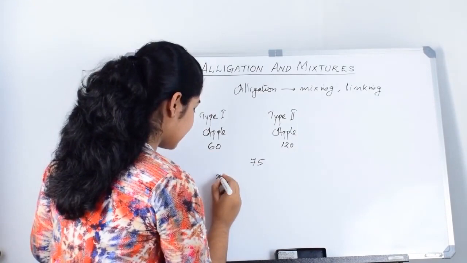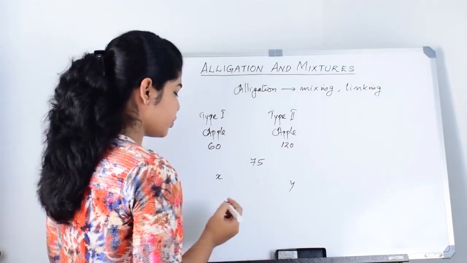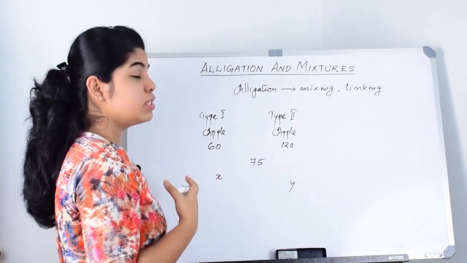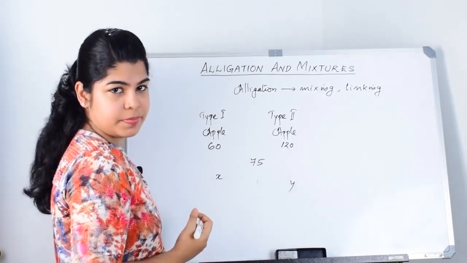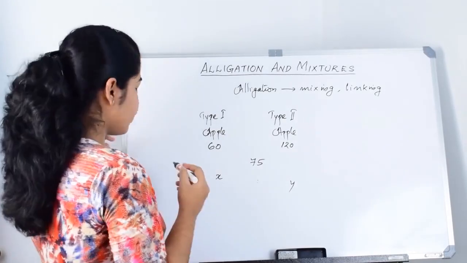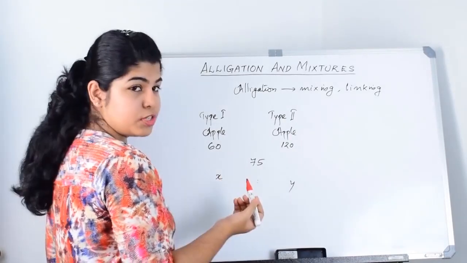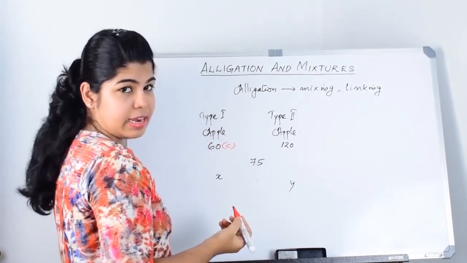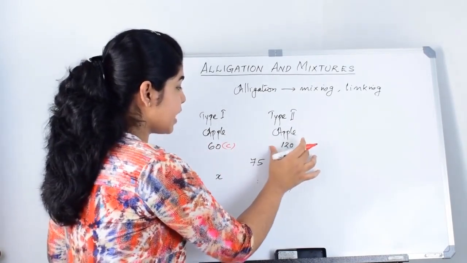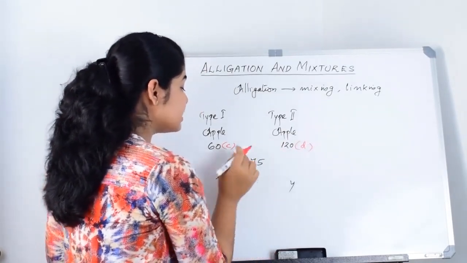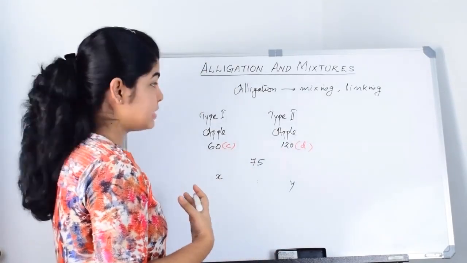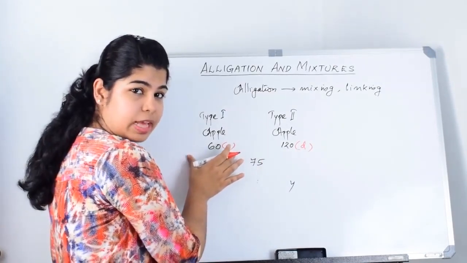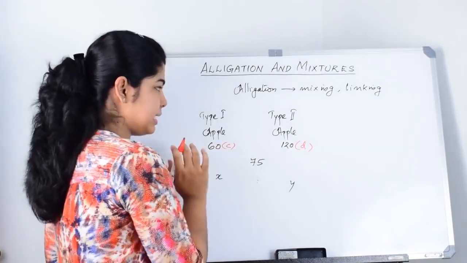So I am taking it as x is to y. So you need to find x is to y. In these types of questions, you can use the rule of alligation. So what is the rule of alligation? For that, I am taking the cost price of the type 1 apple as C, and the cost price of the type 2 apple as D, where C means a cheaper value, that is, compared to type 2 apple, this is the cheaper one. So I am taking this as a cheaper value and representing it by the letter C.